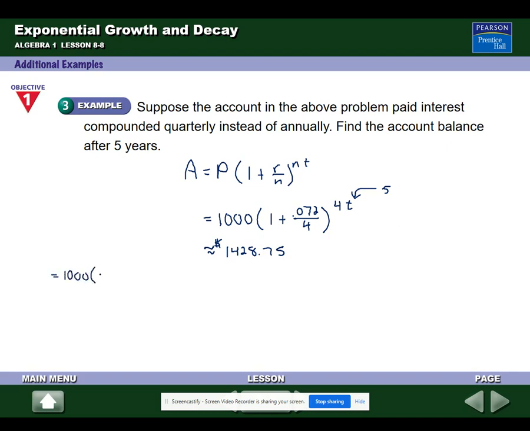1,000 times (1 plus 0.072 over 12) to the 12t. And if you plugged 5 in here and did this, you'd get yet more than 1428.75, right? The more compoundings it would be, the better for the investor. All right, a couple more examples then.